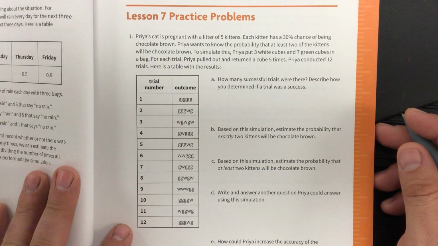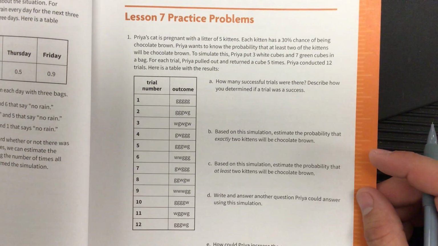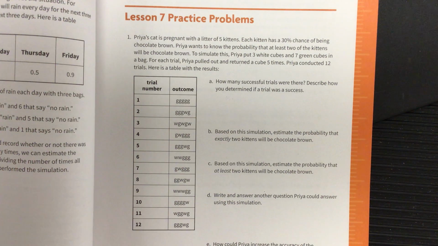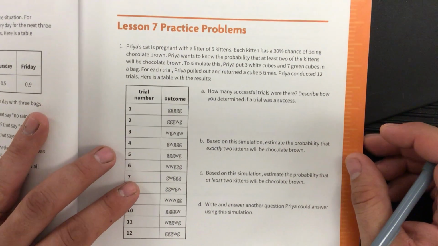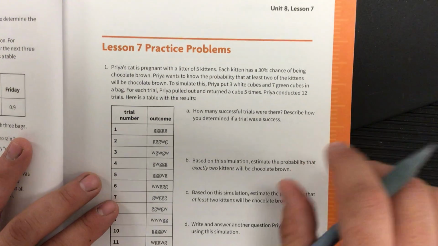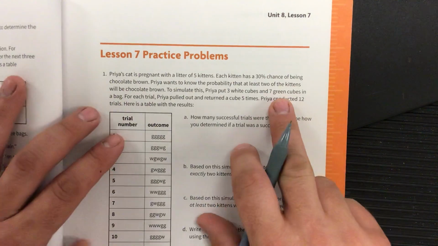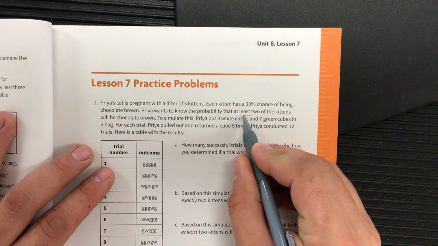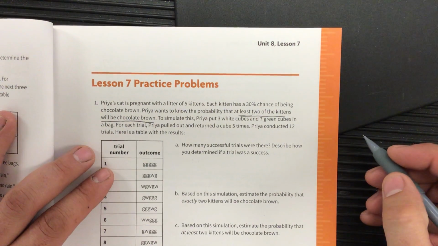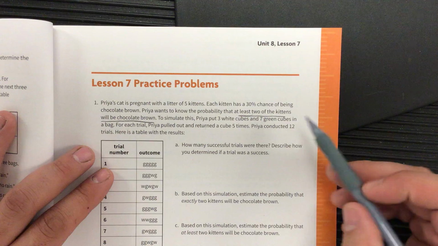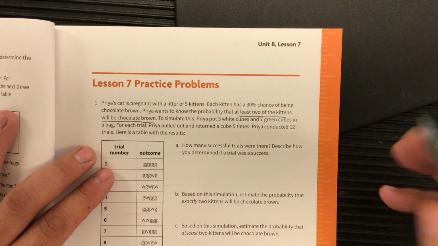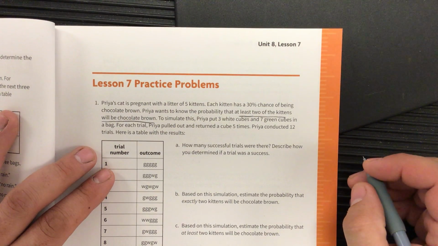All right, take a look at the homework starting on page 59. Okay, you are simulating a bunch of cats here. She needs at least 2 kittens to be brown. 30% chance of being chocolate brown. So to do that, she uses white cubes and green cubes. Apparently didn't have chocolate brown cubes.